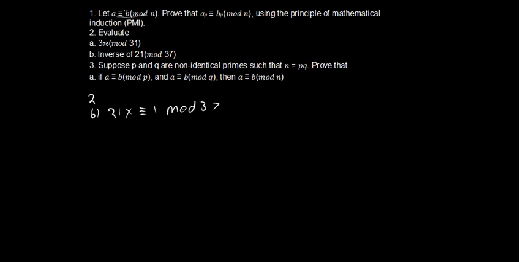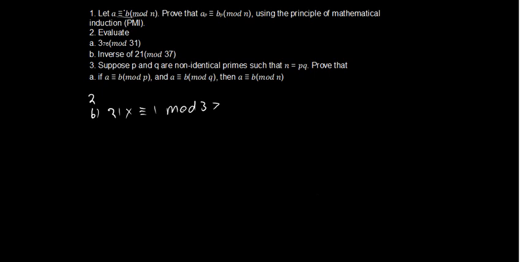Basically, what we have is a number where if we multiply 21 by x and then find the remainder, 21x mod 37, the remainder should be 1. Basically, that's what we want to calculate. Now, the way we do this is by using the GCD and the reverse Euclidean algorithm.